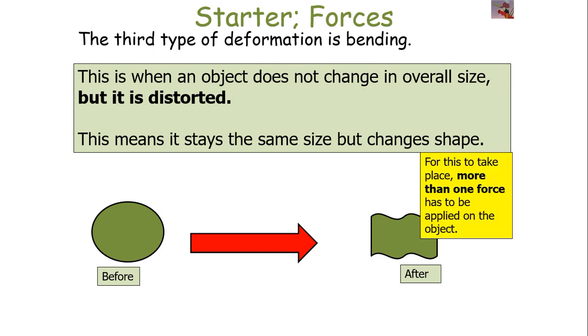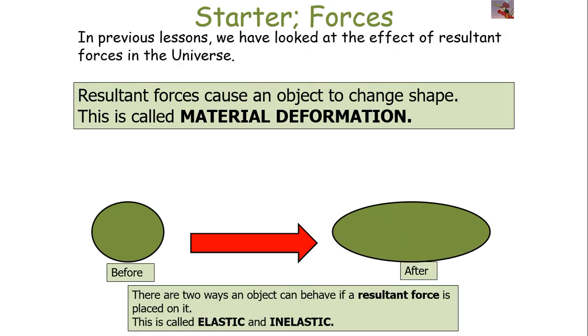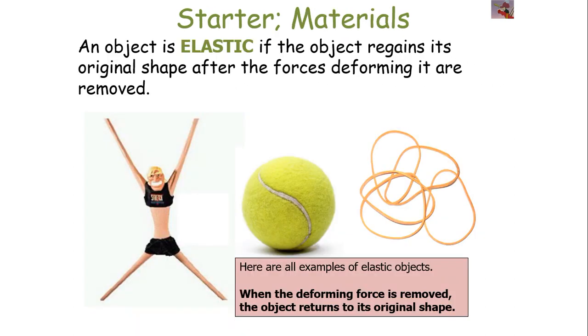So once again, because it needs to be a resultant force, you need more than one force to be applied to the object to cause this. Okay, so there are your three types of material deformation. Now, an object can also behave in two distinct groups in terms of these three deformations. So you've got elastic objects and inelastic objects.